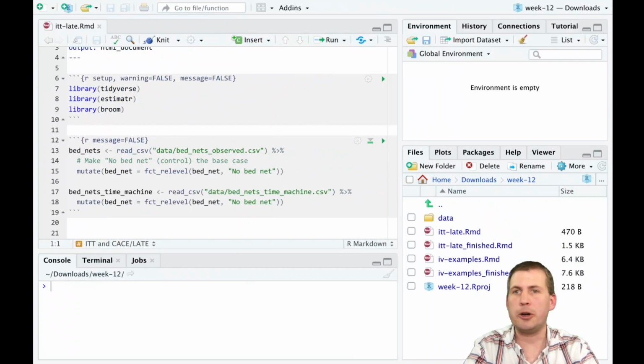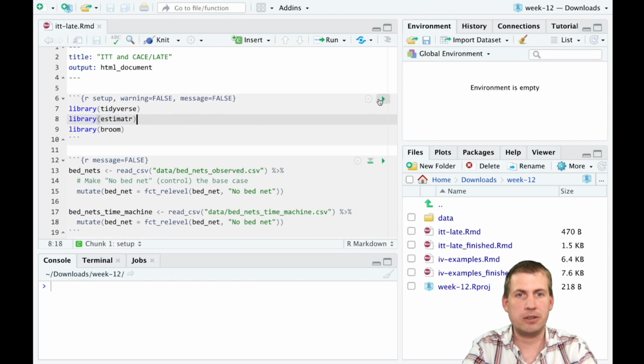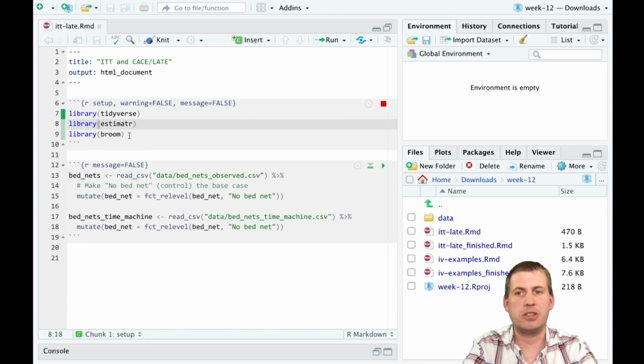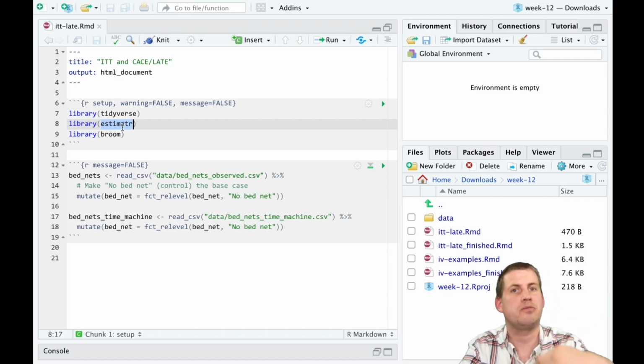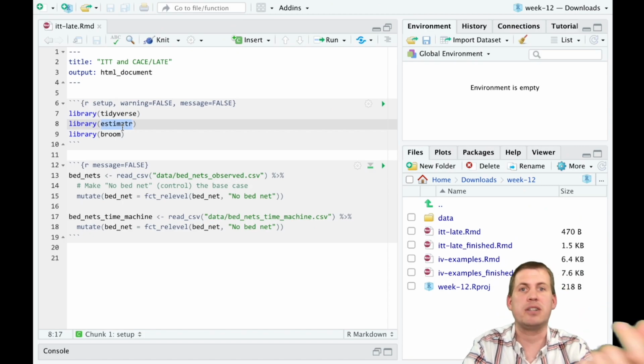So go ahead and open the ITT late markdown file, and we'll run this first chunk that loads the libraries. These should all be familiar to you at this point, tidyverse and broom especially. Estimatr has the iv_robust function in it for doing instrumental variables automatically, so you don't have to do the first stage, extract the predicted policy, and then run the second stage.